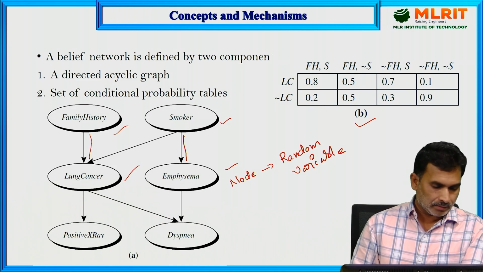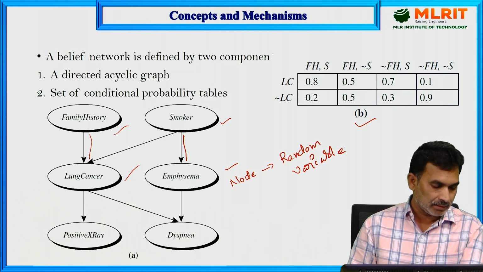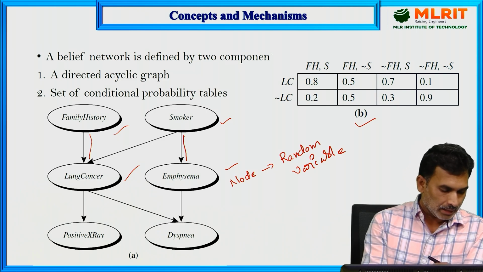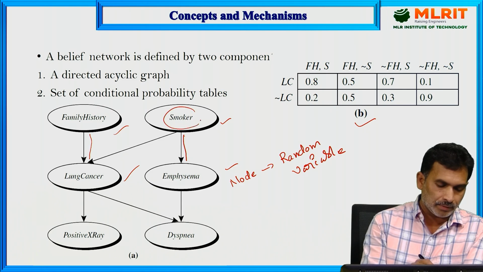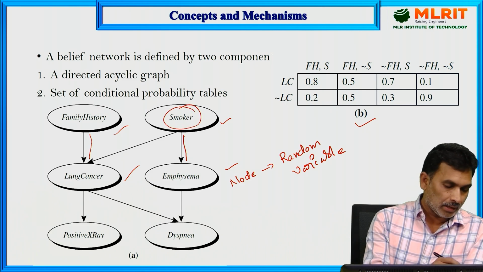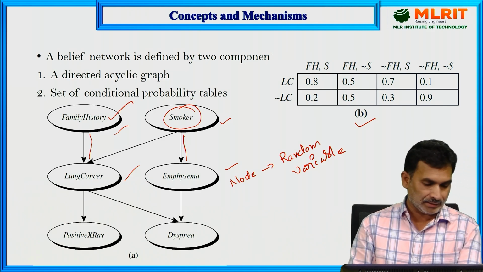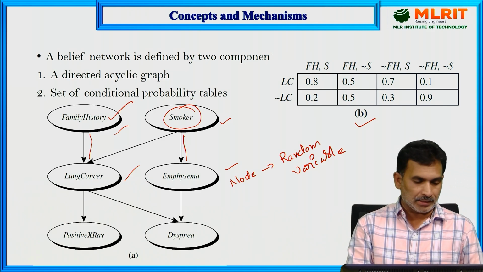Let us take one conditional dependency, like having lung cancer. That depends on whether the customer is a smoker or non-smoker, and also whether the customer has a family history of lung cancer. So that is a conditional dependency.